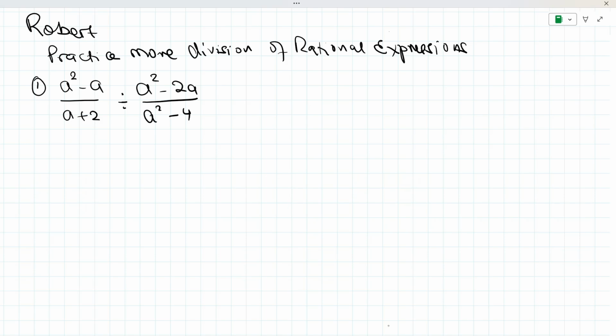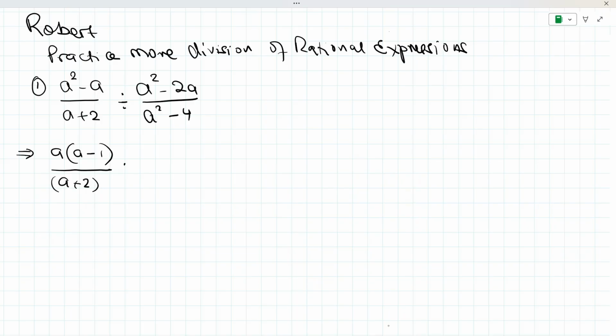Now, when you look at the left-hand side at the top, we've got a squared minus a. That means from the two terms, we can pull out a. And what we'll be left with will be a minus 1, because a times a will give us a squared, and a times -1 will give us negative a. And then the denominator of that left-hand part of our expression is just a plus 2. So we just write it down, a plus 2.